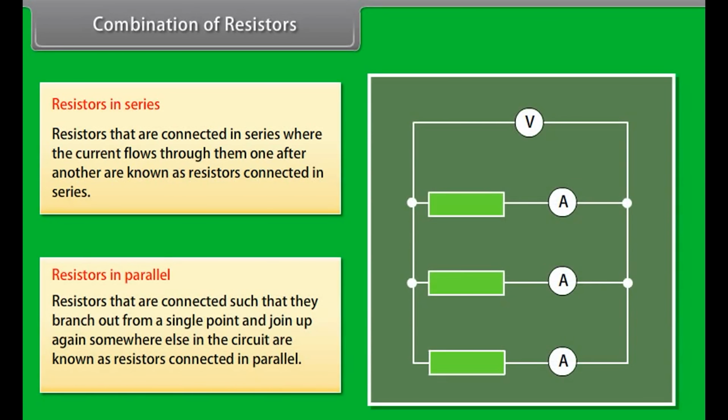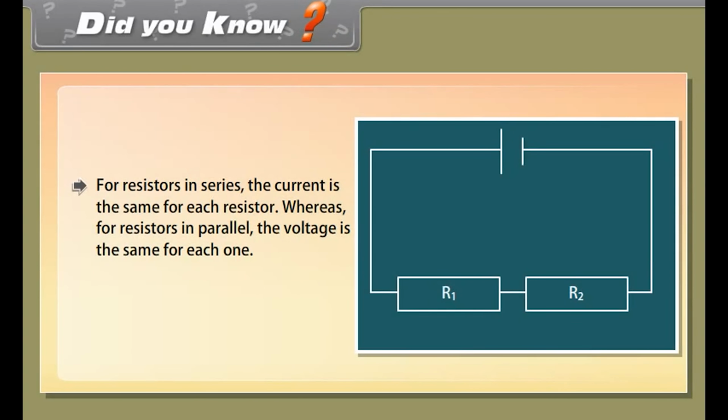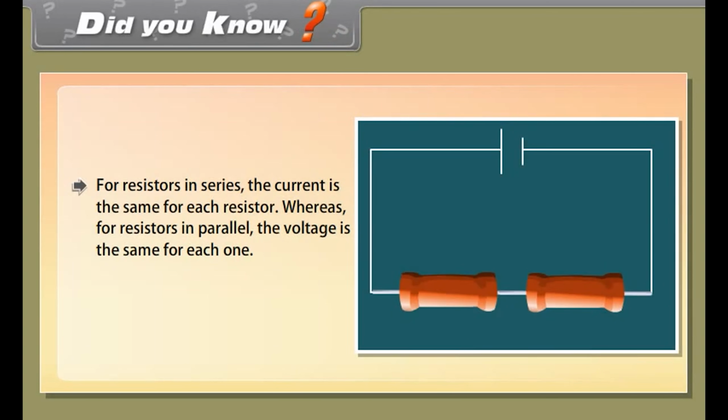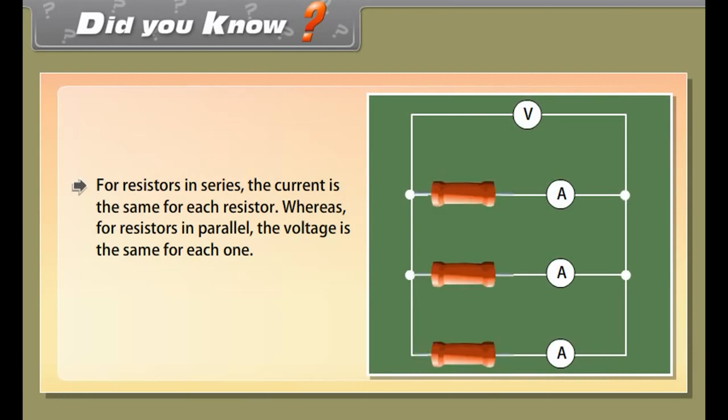Resistors in parallel. Resistors that are connected such that they branch out from a single point and join up again somewhere else in the circuit are known as resistors in parallel. Here the current through each component is the same as if it were the only component present. So the total current flowing through the battery is the sum of the currents flowing through each branch. Did you know? For resistors in series, the current is the same for each resistor, whereas for resistors in parallel, the voltage is the same for each one.